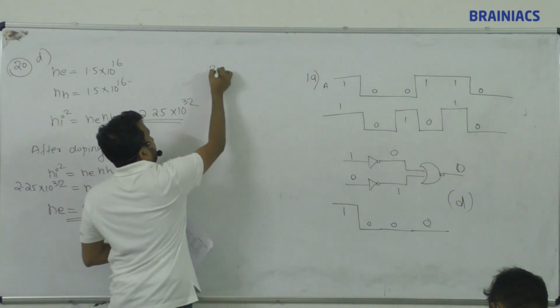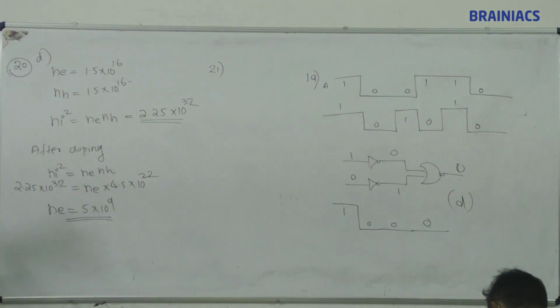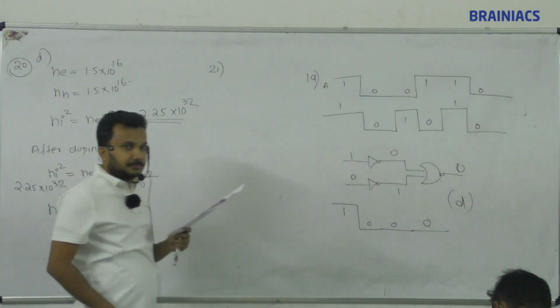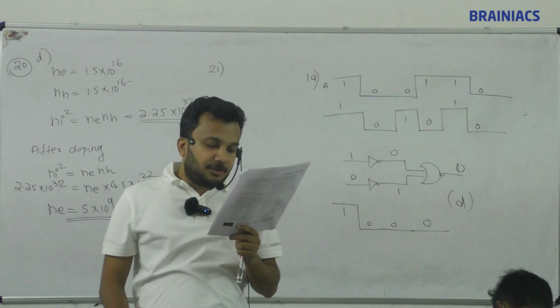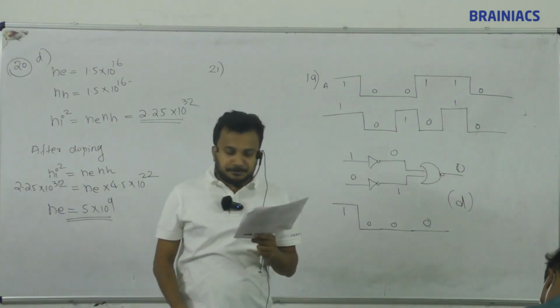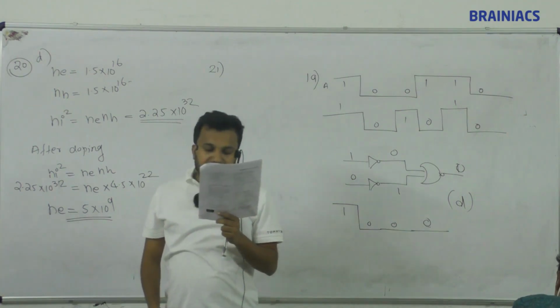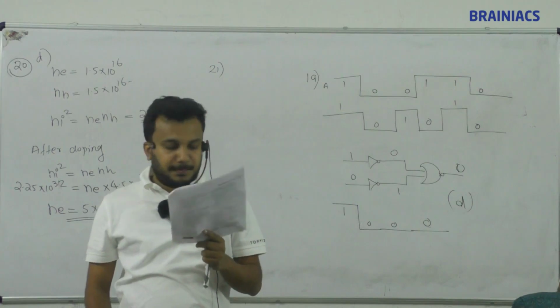21. Which of the following statements is incorrect? Resistance of an intrinsic semiconductor decreases with increase in temperature. Correct, because of the negative temperature coefficient. Doping of pure silicon with a trivalent impurity gives a P-type semiconductor. Correct. Majority carriers in N-type semiconductors are holes. Wrong. That's the answer, 21C.